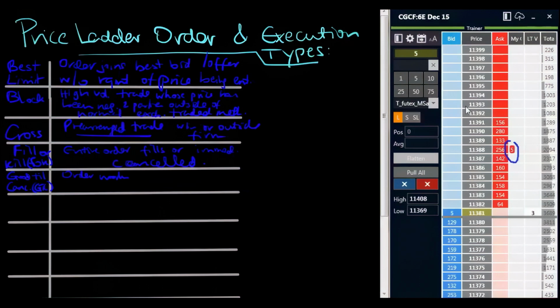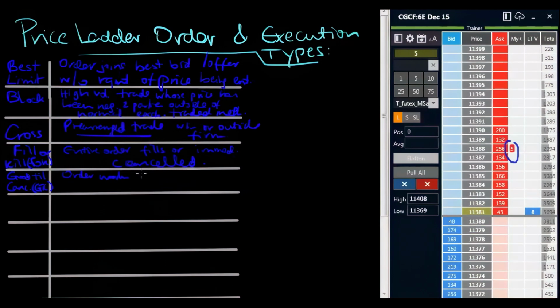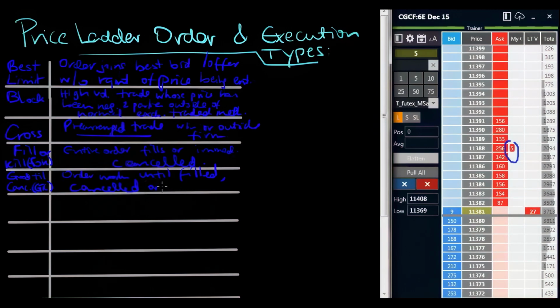That order on a good till cancel will stay there either until it's filled, you cancel it, or the contract expires. So it's just basically there the whole time while the contract's open. So it works until filled, canceled, or contract expires. That's basically the good till cancel.